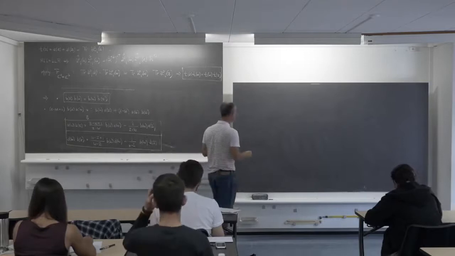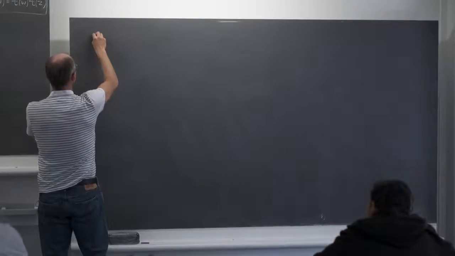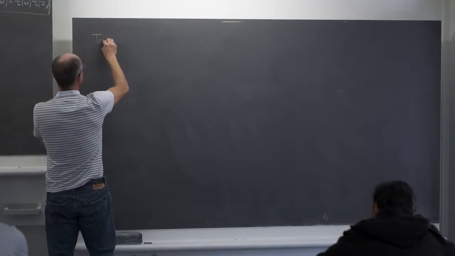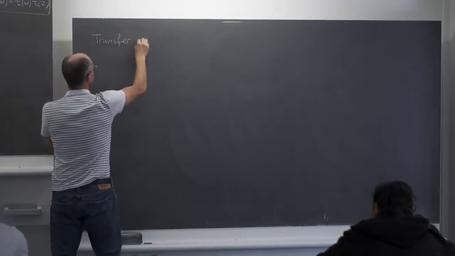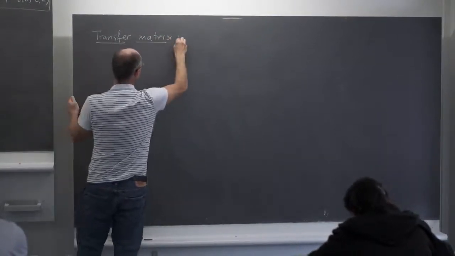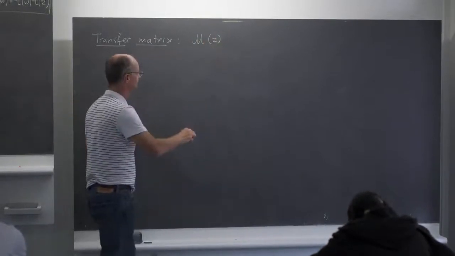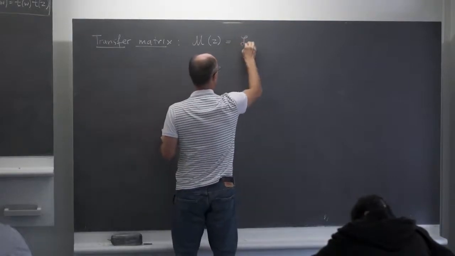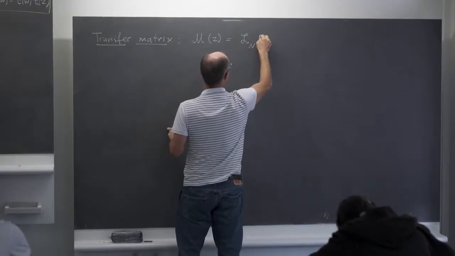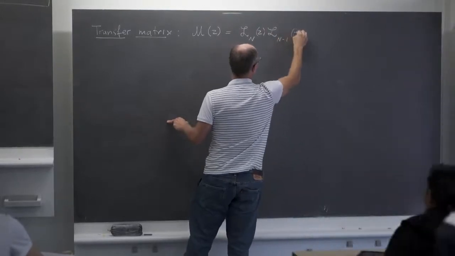Now I would like to show you some extraordinary construction. It starts in a very simple way. So we introduce yet another operator which goes under the name of a transfer matrix. So it again depends on the parameter z. And it is simply a product of all the L's.